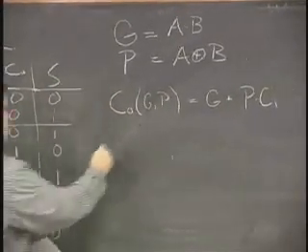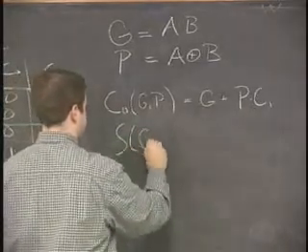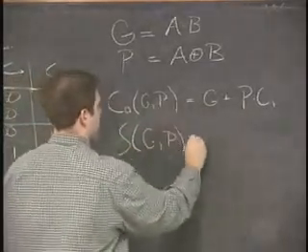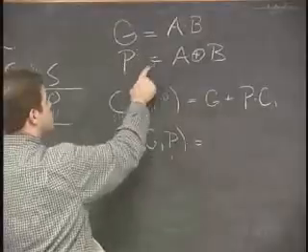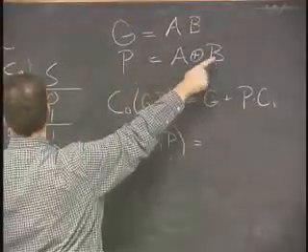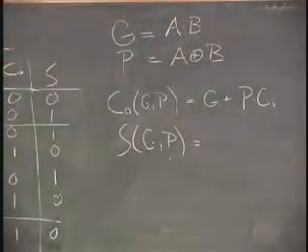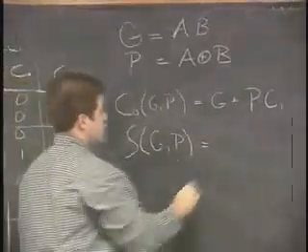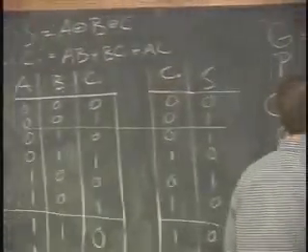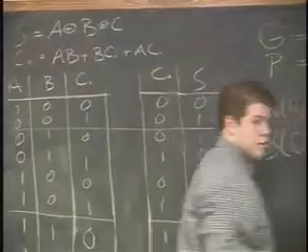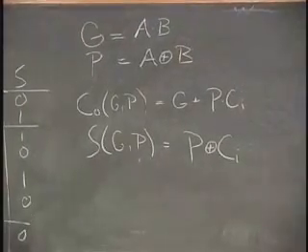Now our sum, as a function of G and P, equals, well, we see that P is A XOR B, and we know that S is A XOR B XOR Ci, so we can just do P XOR Ci. Okay?